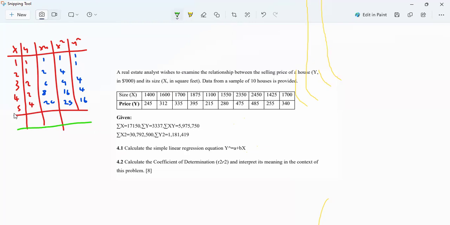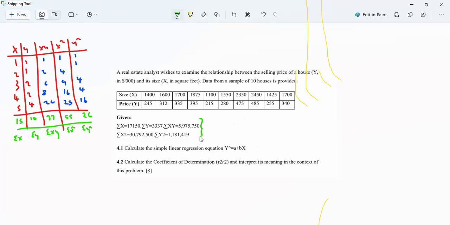Then we total up here. The total of x is called summation of x. The total of y is called summation of y. The total of xy is summation of xy. The total of x squared, summation of x squared. The total of y squared, summation of y squared. So you total up, what do we get here? 5, 10, 15. What do we get here? 10. What do we get here? 20, 30, 37. What do we get here? 55. And what do we get here? 26. So these are the totals which you have been given here.